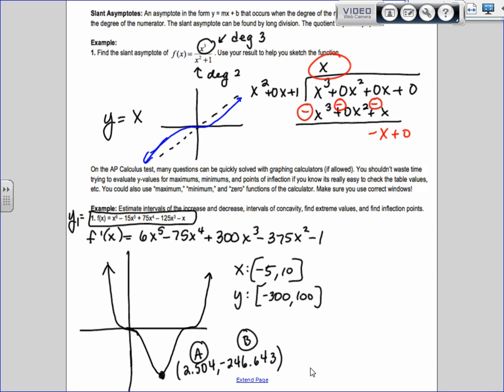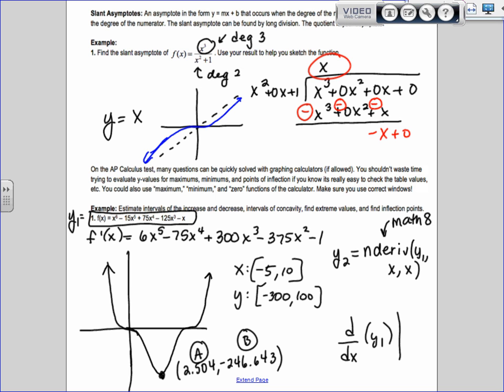So what I'm going to do is I'm going to have you guys graph the first derivative. So for y2, here's what you're going to put under y2. nDeriv, so that's math 8. So nDeriv, math 8. And then parentheses, y1, comma, x, parentheses. So some of yours might say something else. It might say when you hit nDeriv, it's going to do d/dx. So you're going to have y1, and then it's going to have a line, which means evaluated at, and it's going to say x equals, hit x. So you want to put that in.